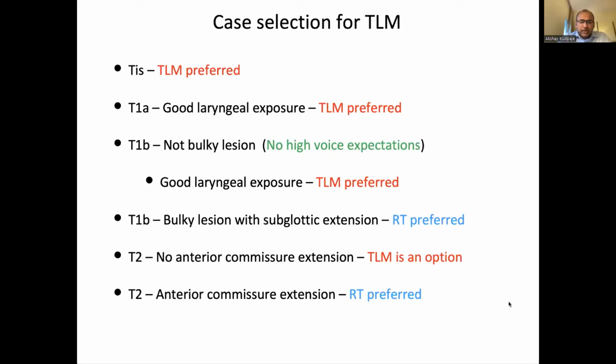For a T2 lesion, when there is no anterior commissure involvement and good exposure, transoral laser surgery can be an option to give to the patient if, again, the patient is willing to compromise on these voice outcomes. T2 lesion with anterior commissure extension, again, RT is preferred and not good cases for transoral laser surgery.